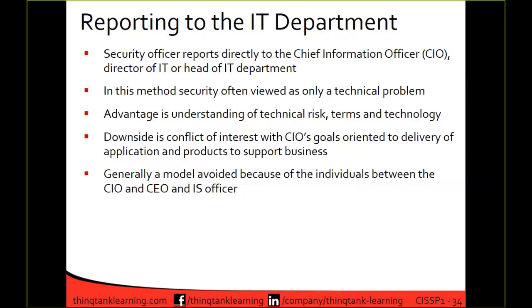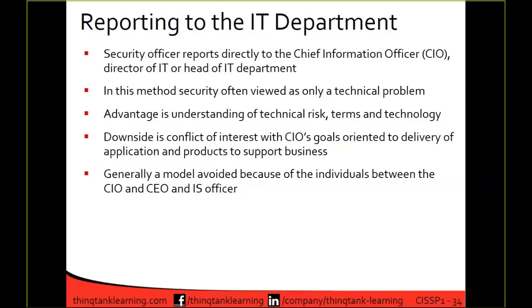In this method, security is often viewed only as a technical problem. Makes sense, right? The CEO is a non-technical person. The CIO typically is a more technical individual. Chief Information Officer or Chief Technology Officer, depending on how you look at it, generally comes from a background of technology. Now, they've moved into a project management / senior management type role, but they do have that background knowledge for technology. So the CIO or CTO may not be responsible for implementing the components, but they understand those implementations. All right?